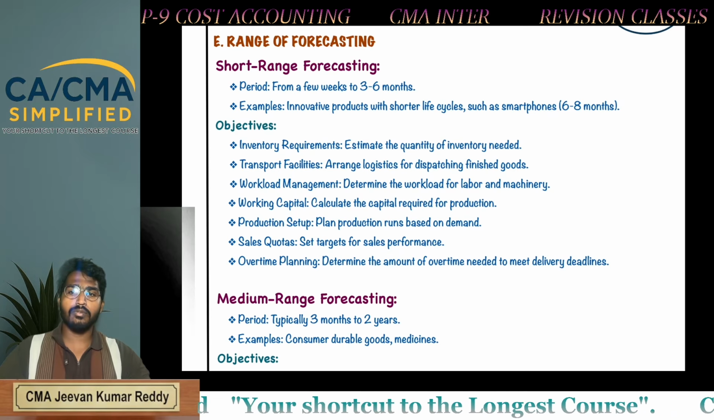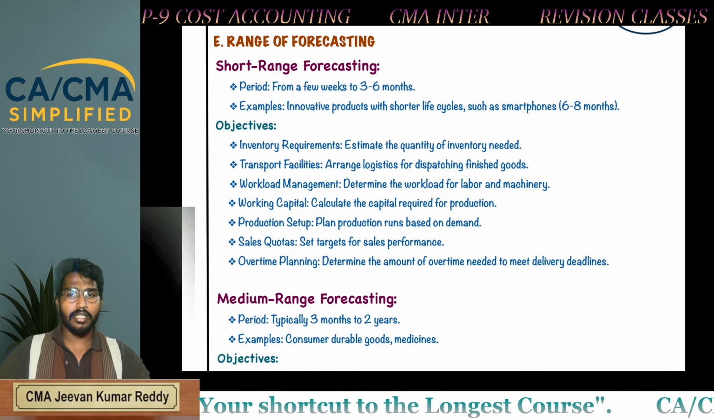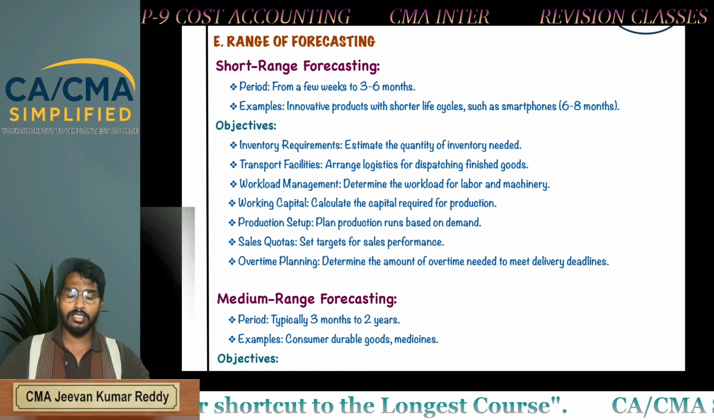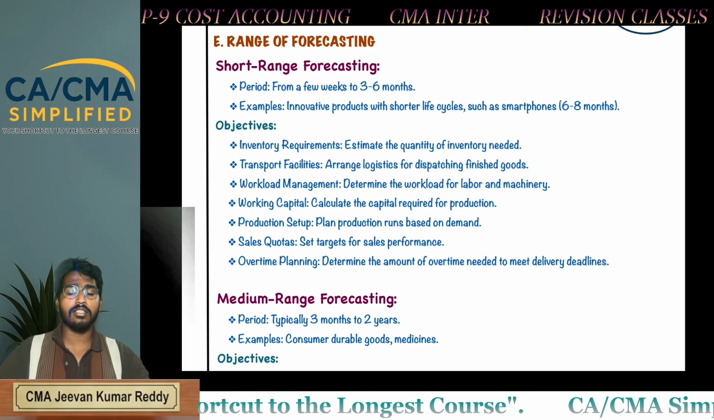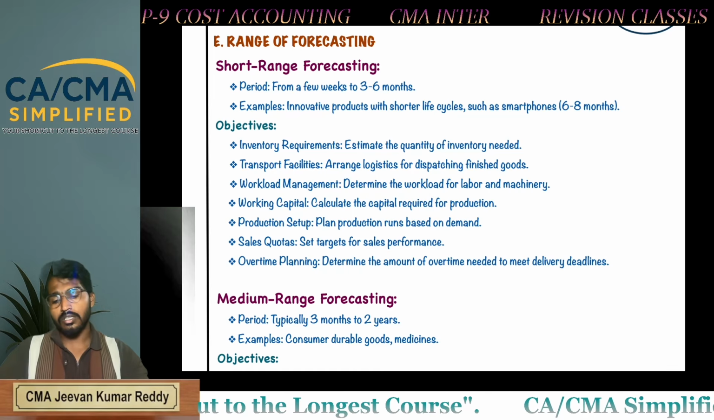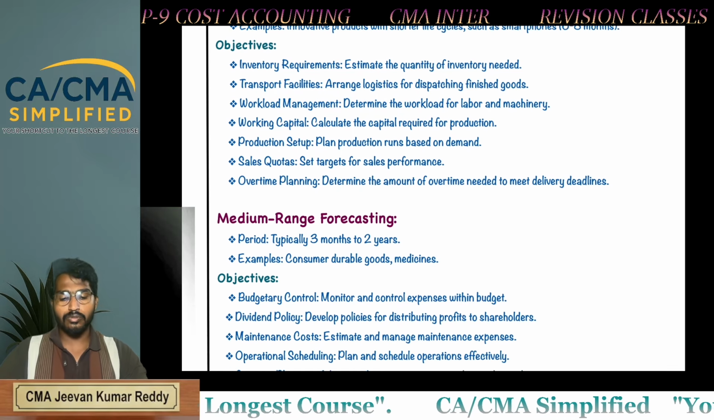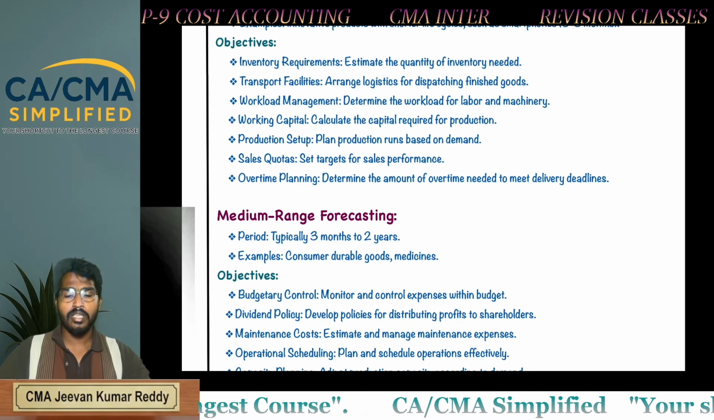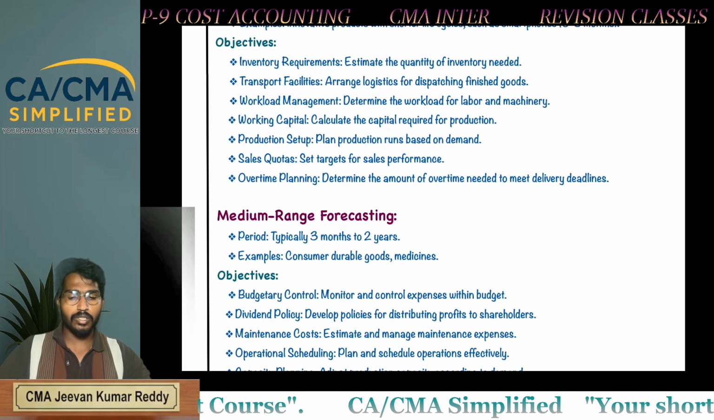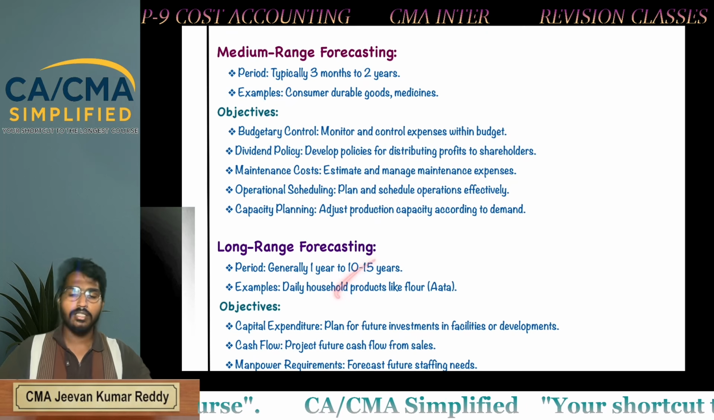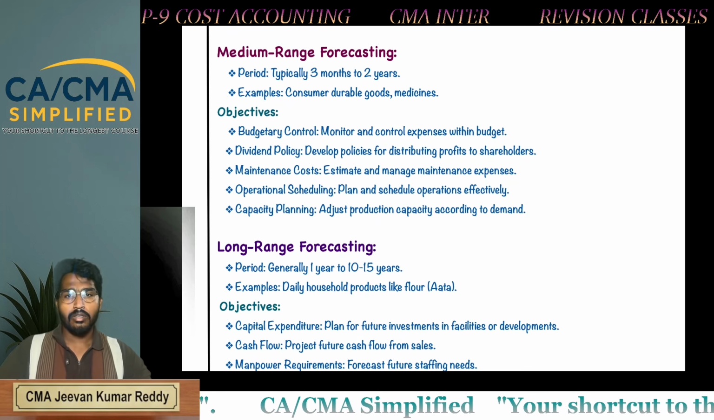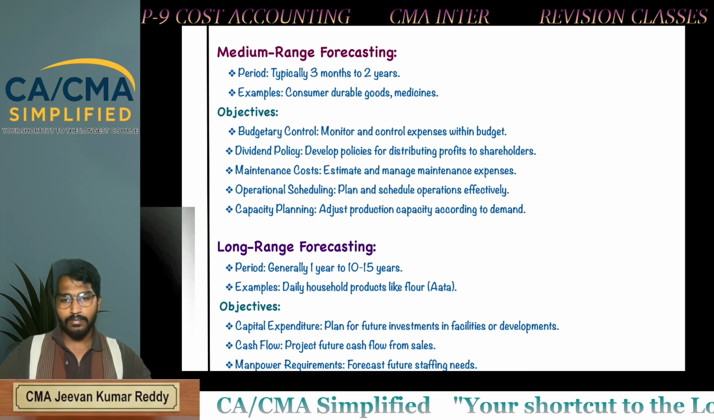So the range of forecasting is of three types. One is short range forecasting, another is medium range forecasting, and another is long range forecasting. Short range forecasting is done for 3 to 6 months, medium range forecasting is done from 3 months to 2 years, and long range forecasting is done from 1 year to 10 years.